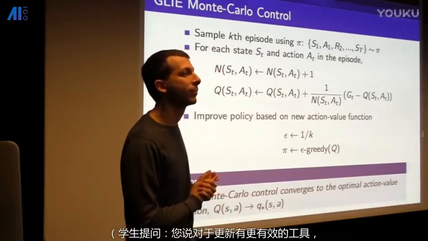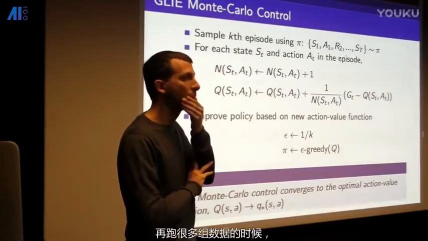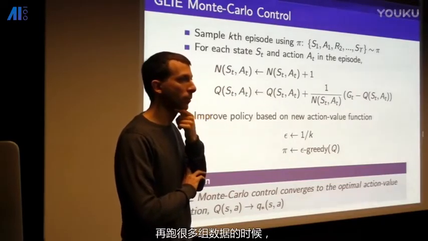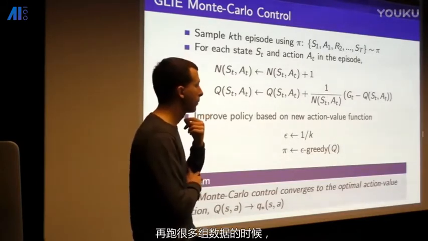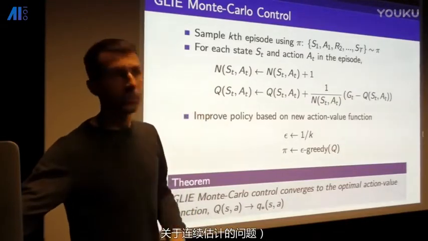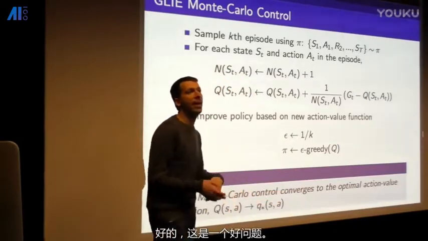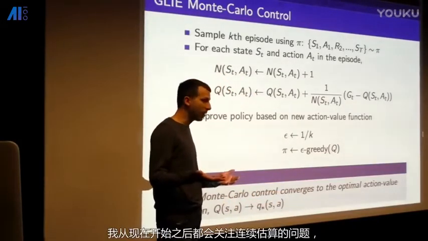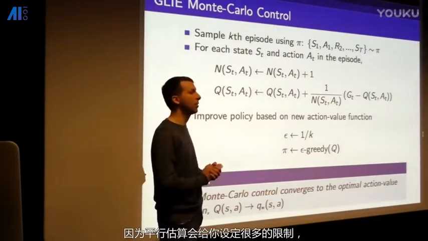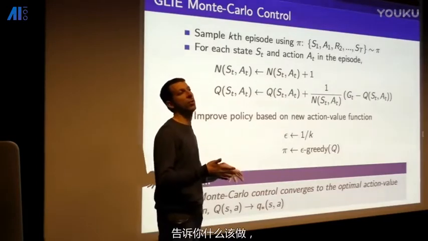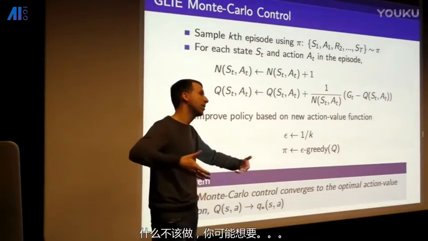You said it's more efficient to update for every episode. Yes. But if you do it for many episodes, you have the chance to parallelize the process, so you run a lot of episodes in parallel, with the same value function, whereas you have to wait. So that's a great point. I guess I'm just focusing on serial computation for now. There are many possibilities for exploiting parallel computation, and parallel computation introduces constraints on what you can and can't do.